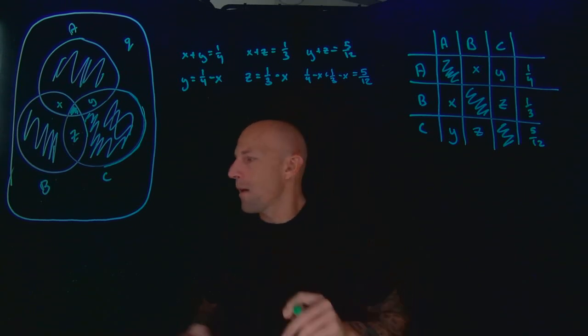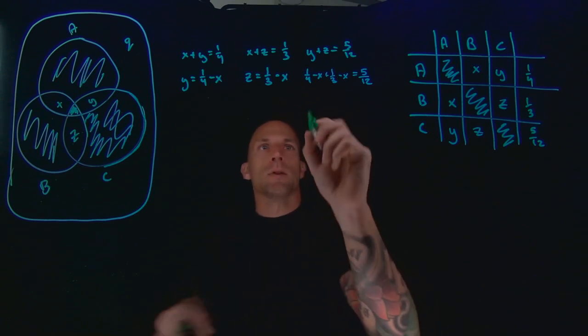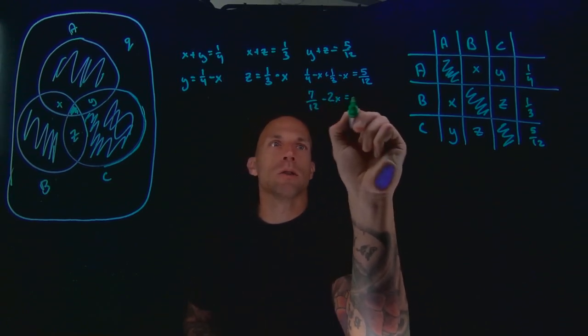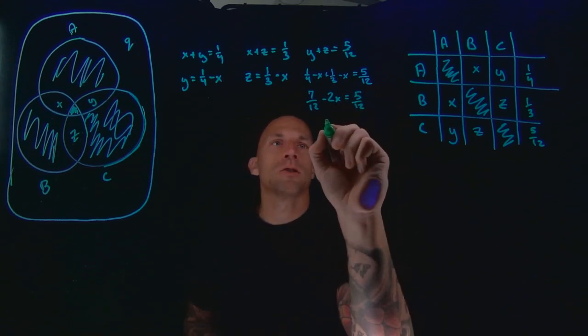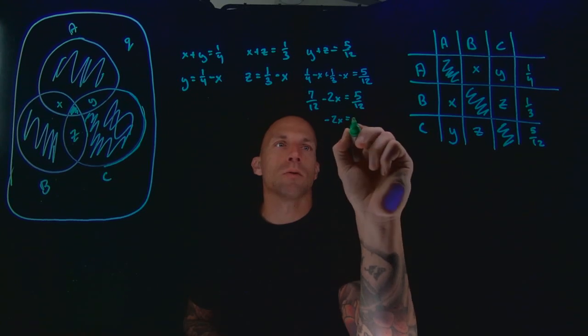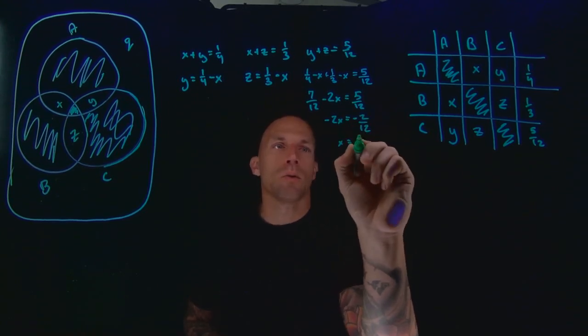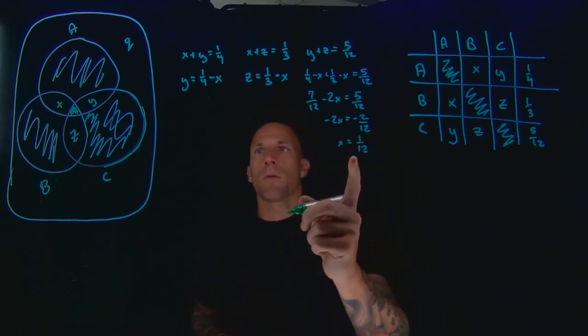1/4 plus 1/3, TI30XS is great. That's going to be 7/12. Minus 2x is equal to 5/12. Subtract 7/12 from both sides. You get negative 2x equals negative 2/12. So x is equal to 1/12. This is great. We've solved for x.